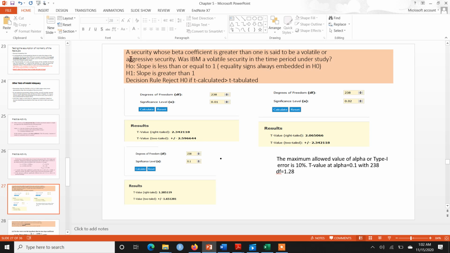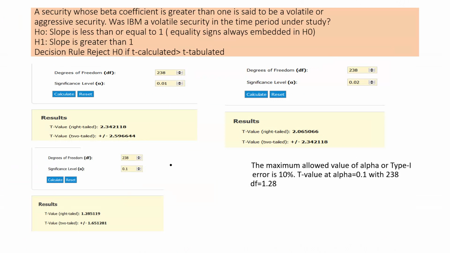What we have decided so far is that a security whose beta coefficient is greater than 1 is said to be volatile. So that means our null hypothesis will be that the slope is less than or equal to 1, whereas the alternate will be that the slope is greater than 1. How have I decided that I should treat this as the null hypothesis? Remember that equality signs are always embedded or put in the null hypothesis. In the question, we have to test that the slope is greater than 1, so the exact opposite of greater than 1 is less than or equal to. So that's embedded in the null hypothesis. Now you see the alternate hypothesis has a greater than sign.